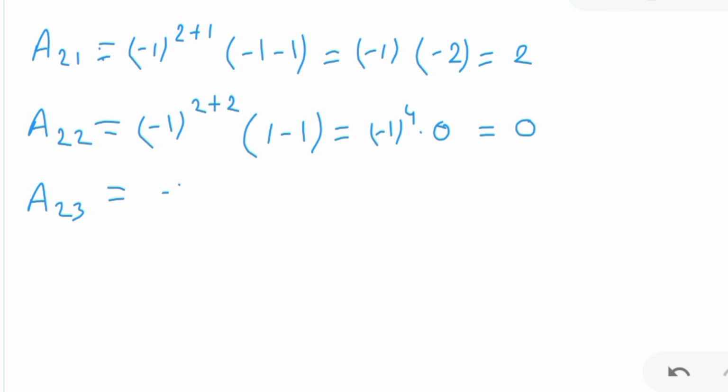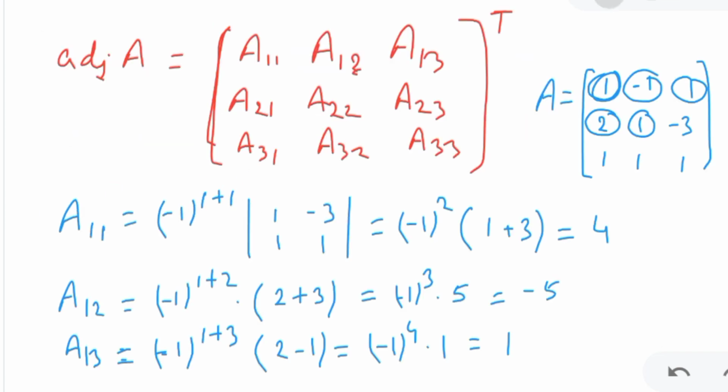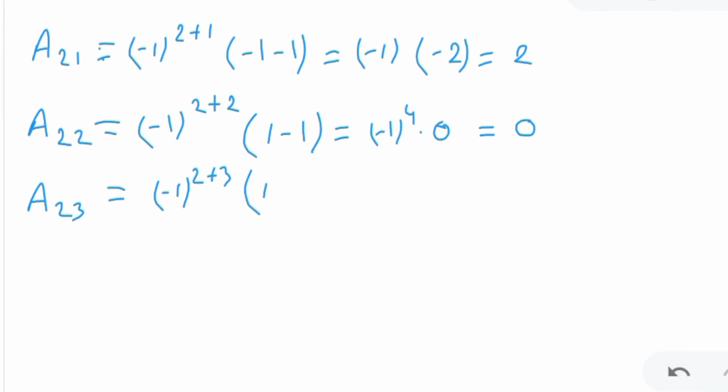Here minus 1 to the power 2 plus 3, I plus j. So I am finding for this element. So the corresponding row and column will go. Then 1 minus plus 1, 1 plus 1. Correct. So minus 1 to the power 5 will be minus, and 2, so minus 2. Correct. Now I will find A31, A32, A33.